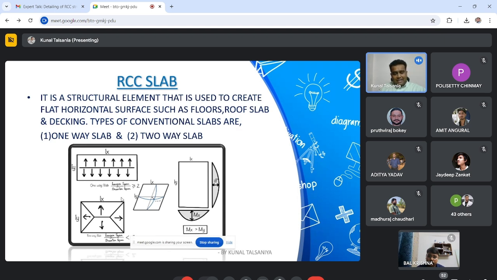Types of conventional slabs are one-way slab and two-way slab. What is a one-way slab and what is a two-way slab? Those slabs which transfer the majority of load in the longer direction span one way. Here Ly by Lx, where Ly is the longer span and Lx is the shorter span. When Ly by Lx is greater than 2, it is considered a one-way slab. When Ly by Lx is less than 2, it is considered a two-way slab.